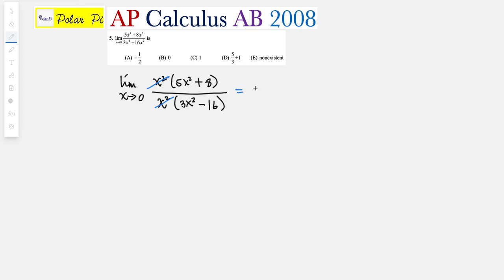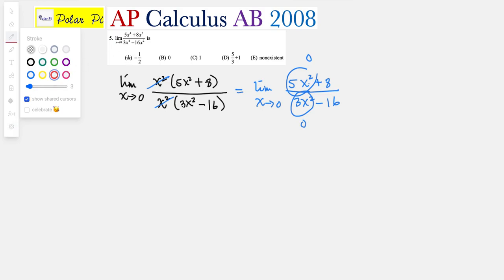And so the task reduces to lim as x goes to 0. The writing is normally better than this. I'm a little annoyed by it, but it's okay. Of 5x squared plus 8, and then all over 3x squared minus 16. And now we can plug in 0 because it's now going to annihilate everything. The 5x squared is going to be 0 when we plug in 0. This is going to be 0. So we get 8 over negative 16, which is negative 1/2. Correct answer choice, A. Okay, cool. Let's keep it moving.